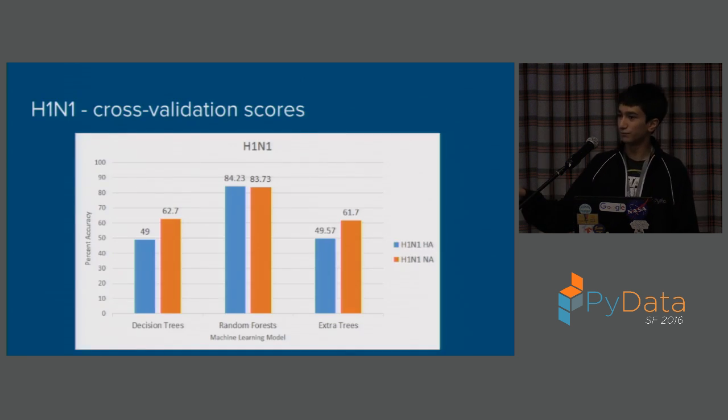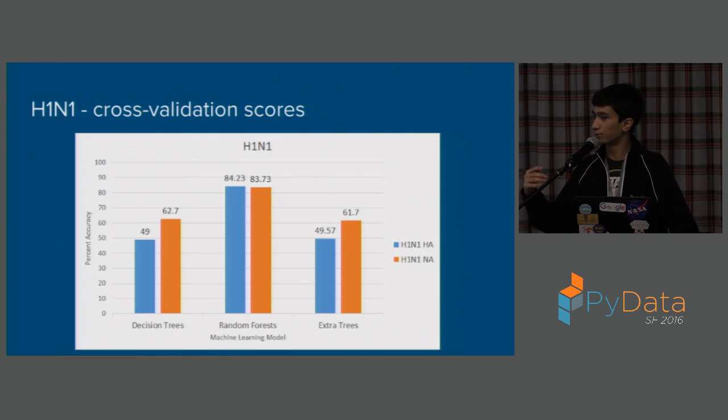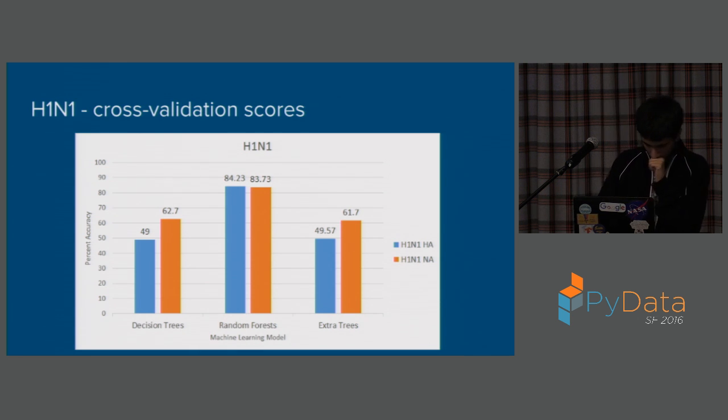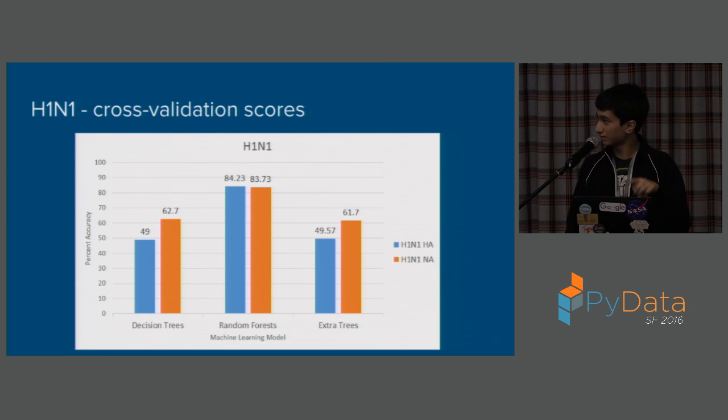So I trained on 2 flu subtypes, H1N1 and H3N2. This is the H1N1 cross-validation scores. Just a bit of background, H1N1, more commonly known as the swine flu, was the one which caused the big 2009 pandemic. And as you'll see, these scores were generally a bit lower than H3N2, because H1N1, although it does not infect humans as much as H3N2, is much more virulent or dangerous because it mutates a lot faster. So at the bottom are my 3 algorithms which I used: decision trees, random forests, and extra trees.